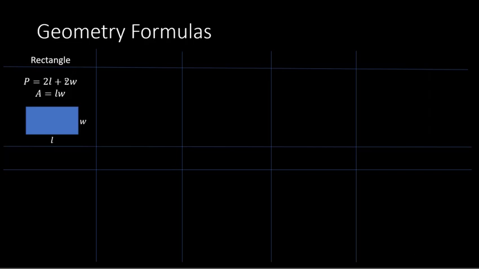First off, we have perimeter and area of a rectangle. Perimeter is found by doing 2 times the length plus 2 times the width. And then area we can find by doing length times width. For a square, the perimeter we find by doing 4 times the side length, and area would be the side length squared. So we have side times side.